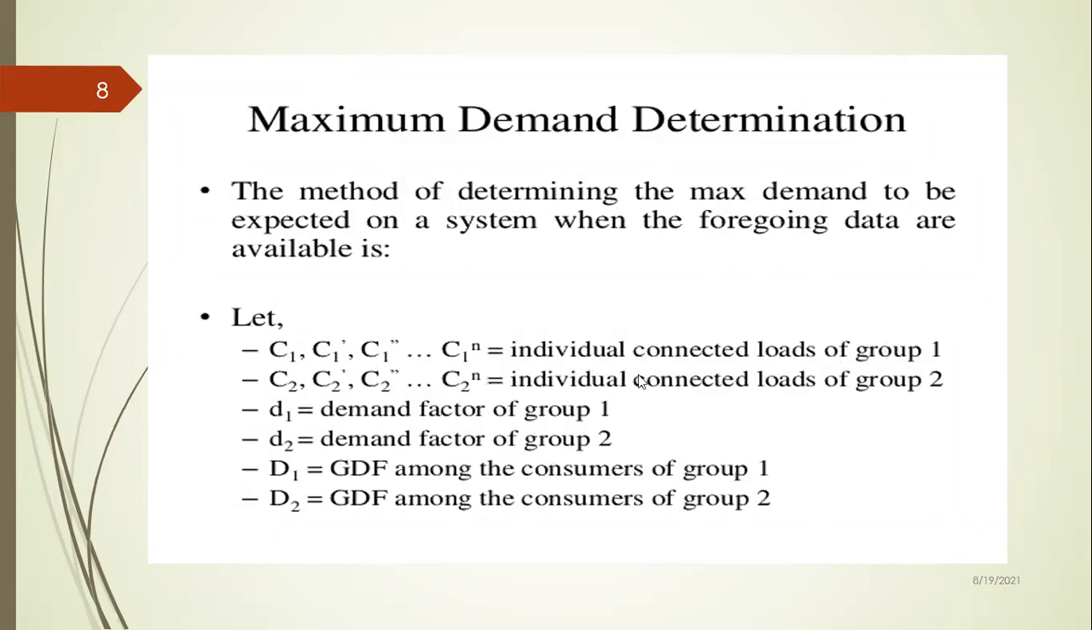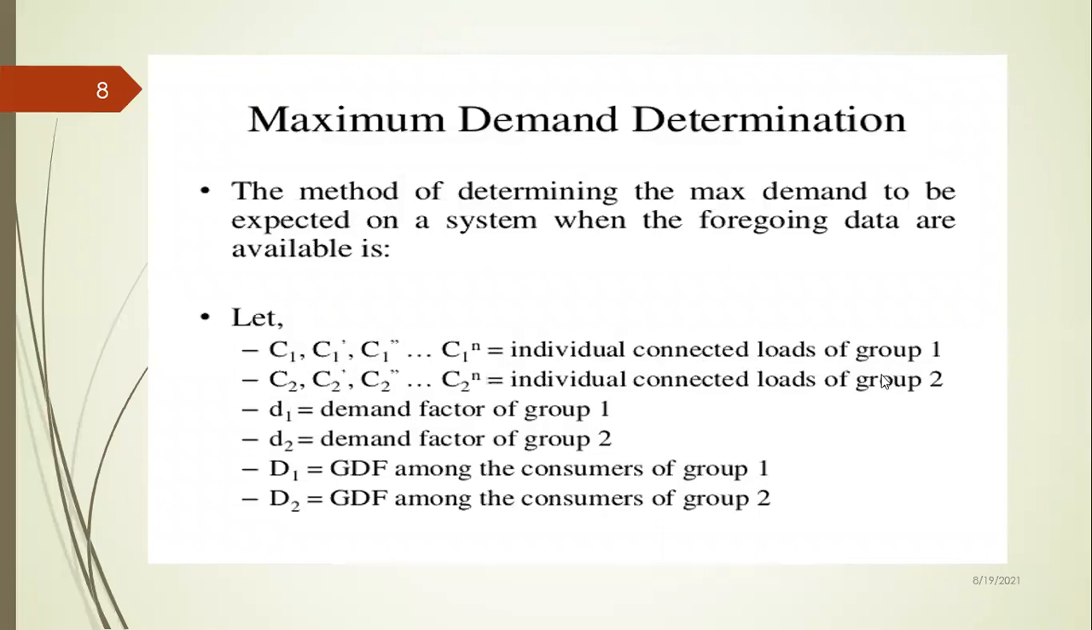Okay, and also in this derivation we are going to assume that there are two groups of customers. For group 1, the connected load for customer 1 is C1, for any other customer is C1 dash, for any other customer is C1 double dash, and then C1N. These are the connected loads for group 1.